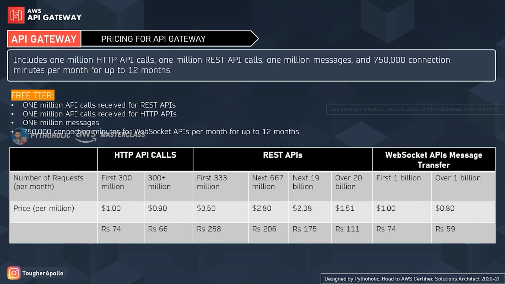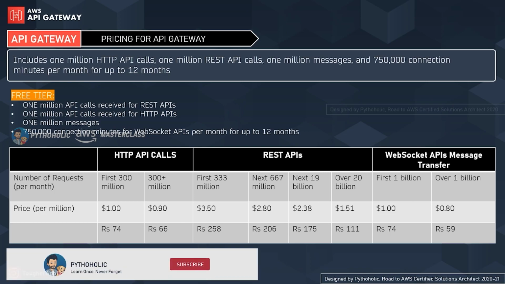So to understand the pricing better, we need to check this table here. The columns here represent three entities: HTTP API calls, REST API calls, and WebSocket APIs, which is termed to be the messages. On the left row header, we have the number of requests per month and the price per million. So for each API type, we will be checking the amount charged in a month per million. So the page is right here. You can pause the video and check it as well.